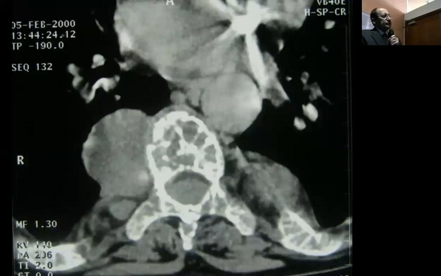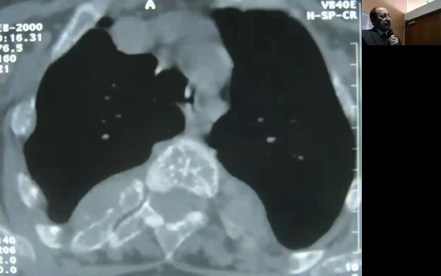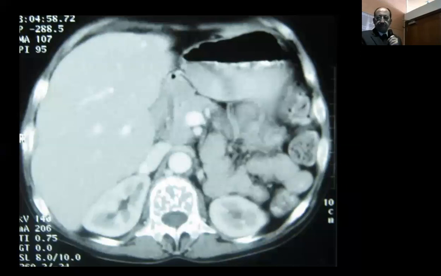The same expansile lesion, thin cortex, soft tissue mass lesion encroaching upon the cord here, and expansion of the costovertebral and transverse process. Bone window, the same. This is the mass. There's no cord here. Next. The same soft tissue component, extramedullary hematopoiesis.